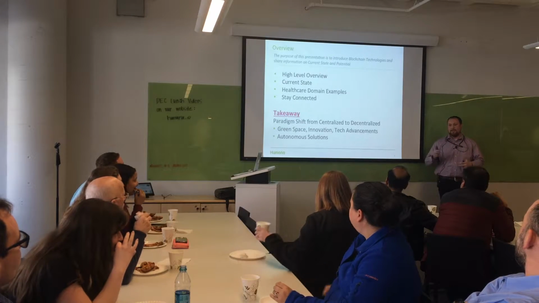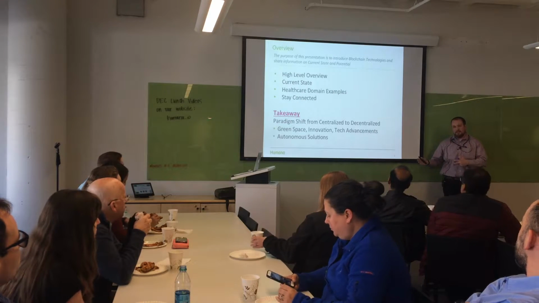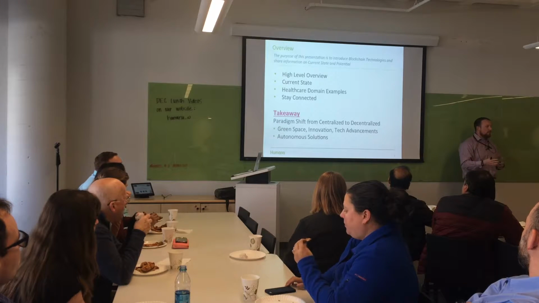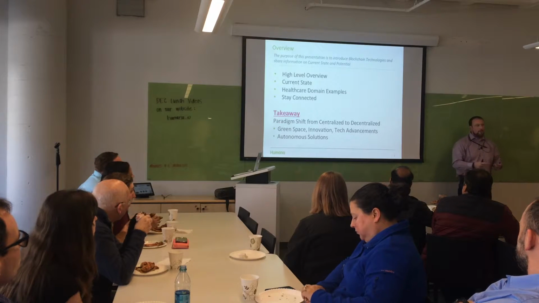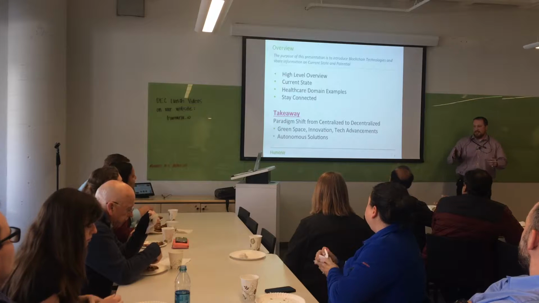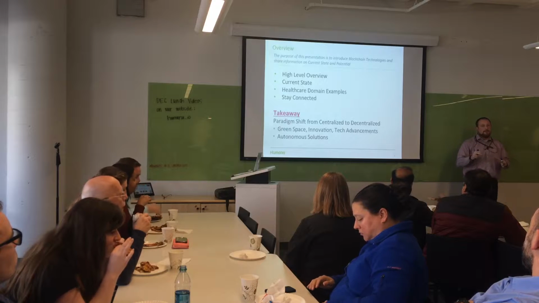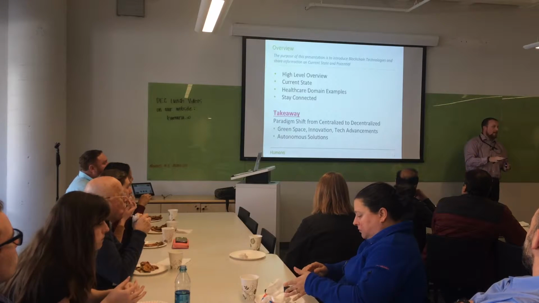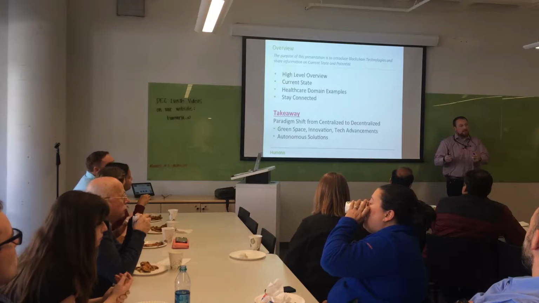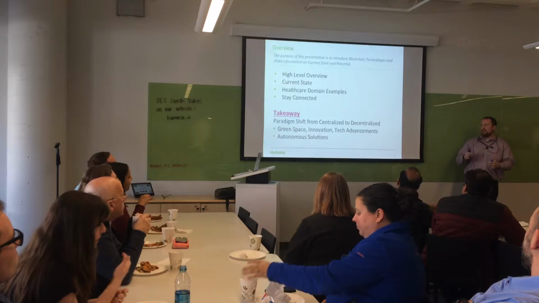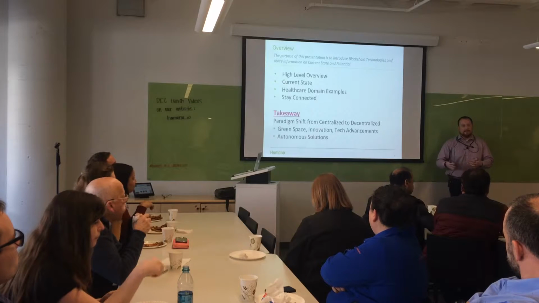The big takeaway I wanted to lead with, so that everybody's on the same page, is this paradigm shift from centralized to decentralized. As we go through the examples, feel free to ask questions, but that's one of the bigger architectural shifts when we're talking about blockchain. Think about Bitcoin as an autonomous system, a peer-to-peer network allowing people to exchange value, versus a centralized bank doing that. That opens up a lot of green space, a lot of innovation and tech advancements.